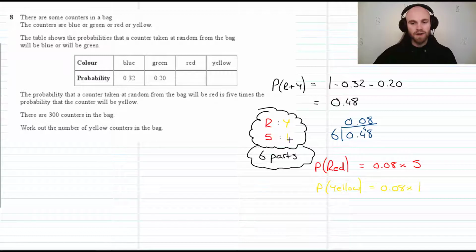And if you remember your ratio of 5 to 1, so we know that the probability of red is going to be this 0.08 from here, multiplied by 5, which is going to give us 0.4. And for yellow, it's going to be 1 part, so it's going to be 0.08 here, multiplied by 1, which is just going to give us that 0.08 again.